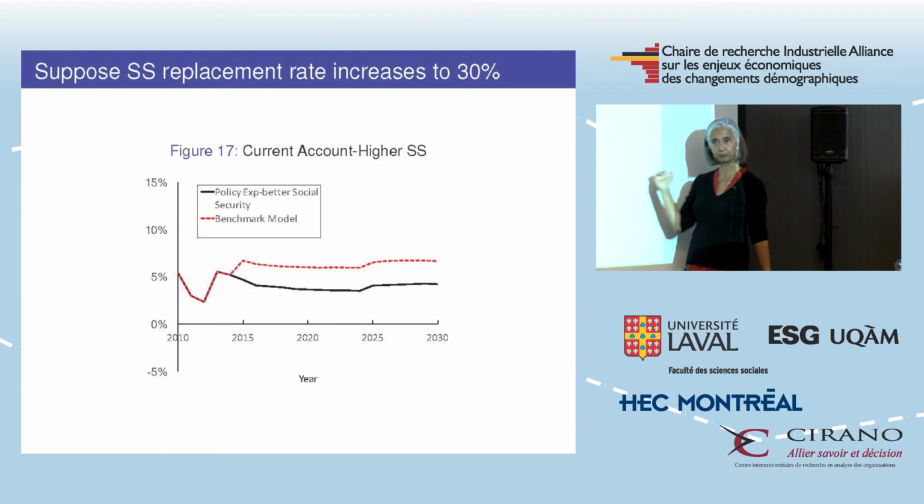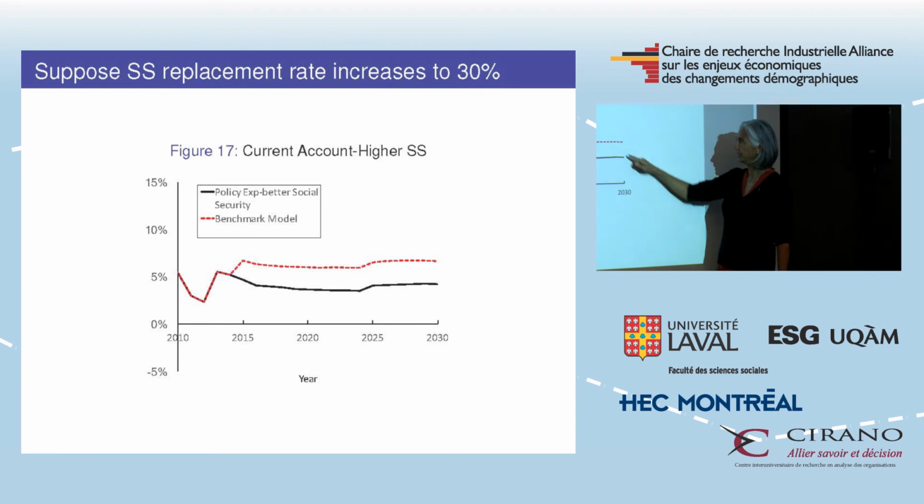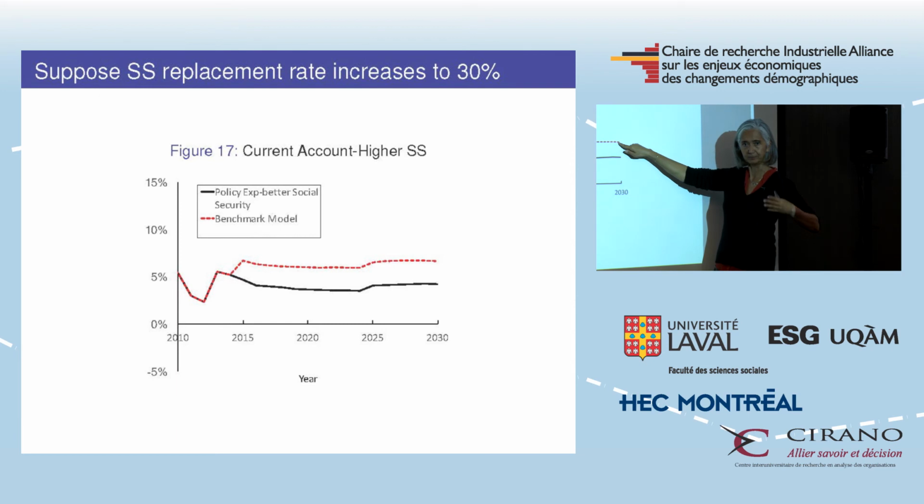So this is now going forward, 2014 to the future. Red line is the benchmark model. So if they didn't do anything, we are at like 5-6%. This is what it's going to continue at. If they increase the Social Security replacement rate from 15% to 30%, which is the experiment I did in here, you have a much lower current account deficit, a surplus. That's because savings is going to react quite dramatically to changes in government policy.